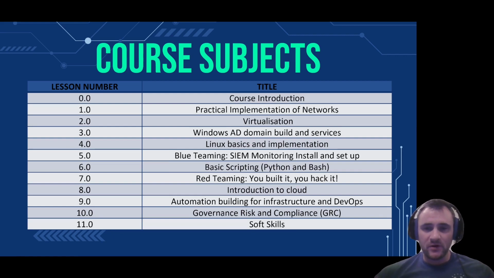We've then got blue teaming on lesson 5, so we're going to be building a SIEM, installing it and setting it up, and dealing with SNMP messages. We're going to be doing some digital forensics on that as well. Then within lesson 6, we're going to be talking about basic scripting for both Python and Bash.